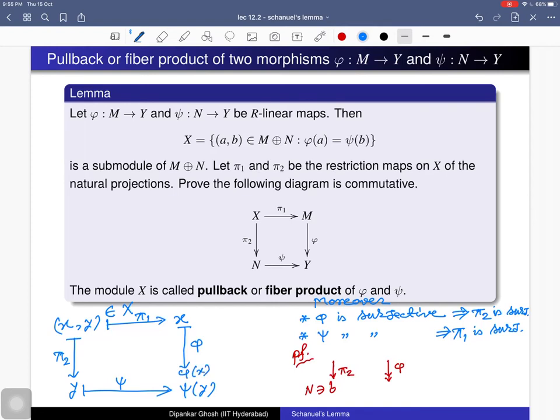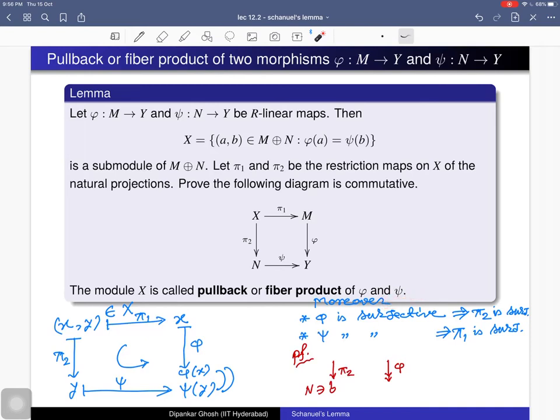Now the question is, are they equal? The answer is yes, because of the construction of X. This is an element of X, therefore we have the equality that phi of x equals psi of y. So this R module X along with these module homomorphisms we call the pullback or fiber product of these two module homomorphisms. And here is the property of the pullback.